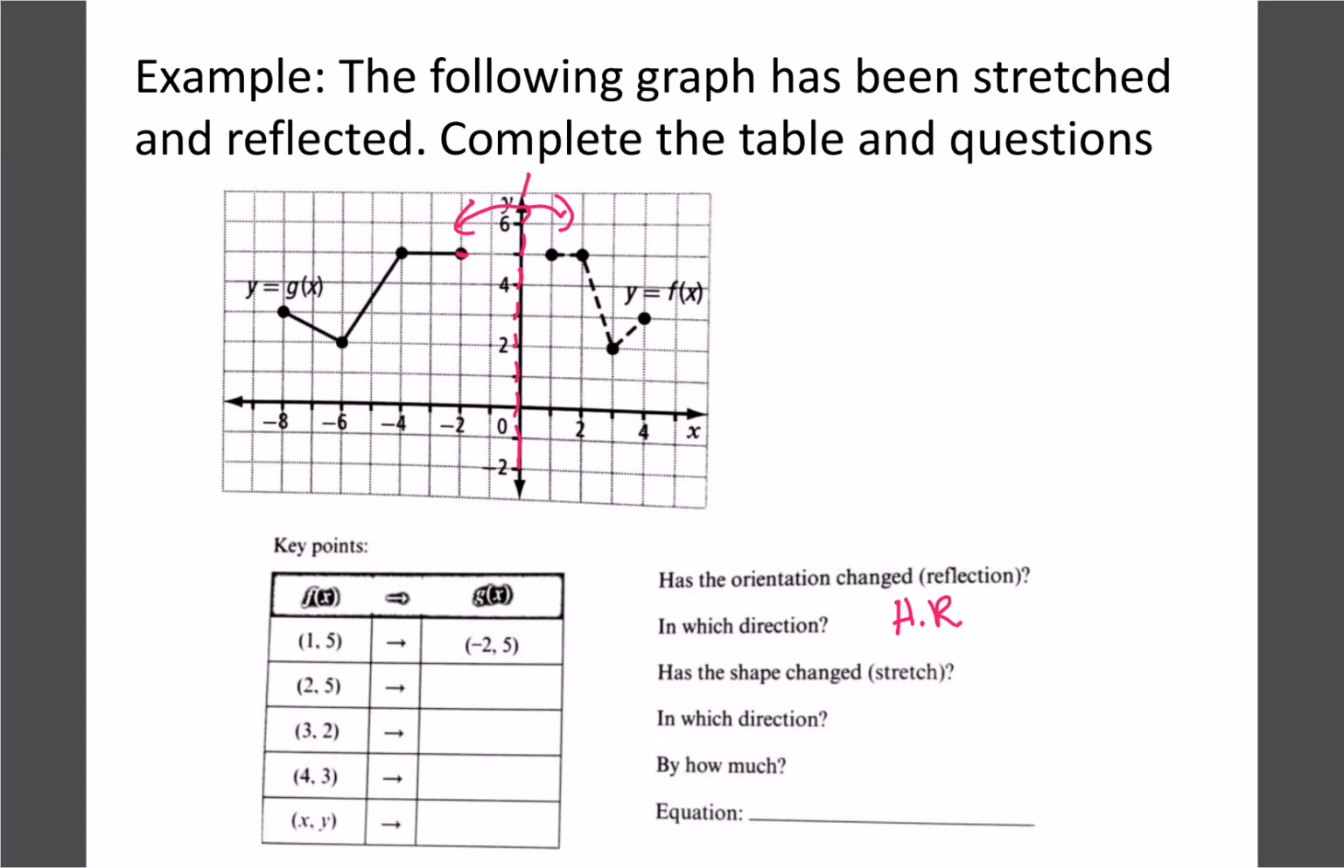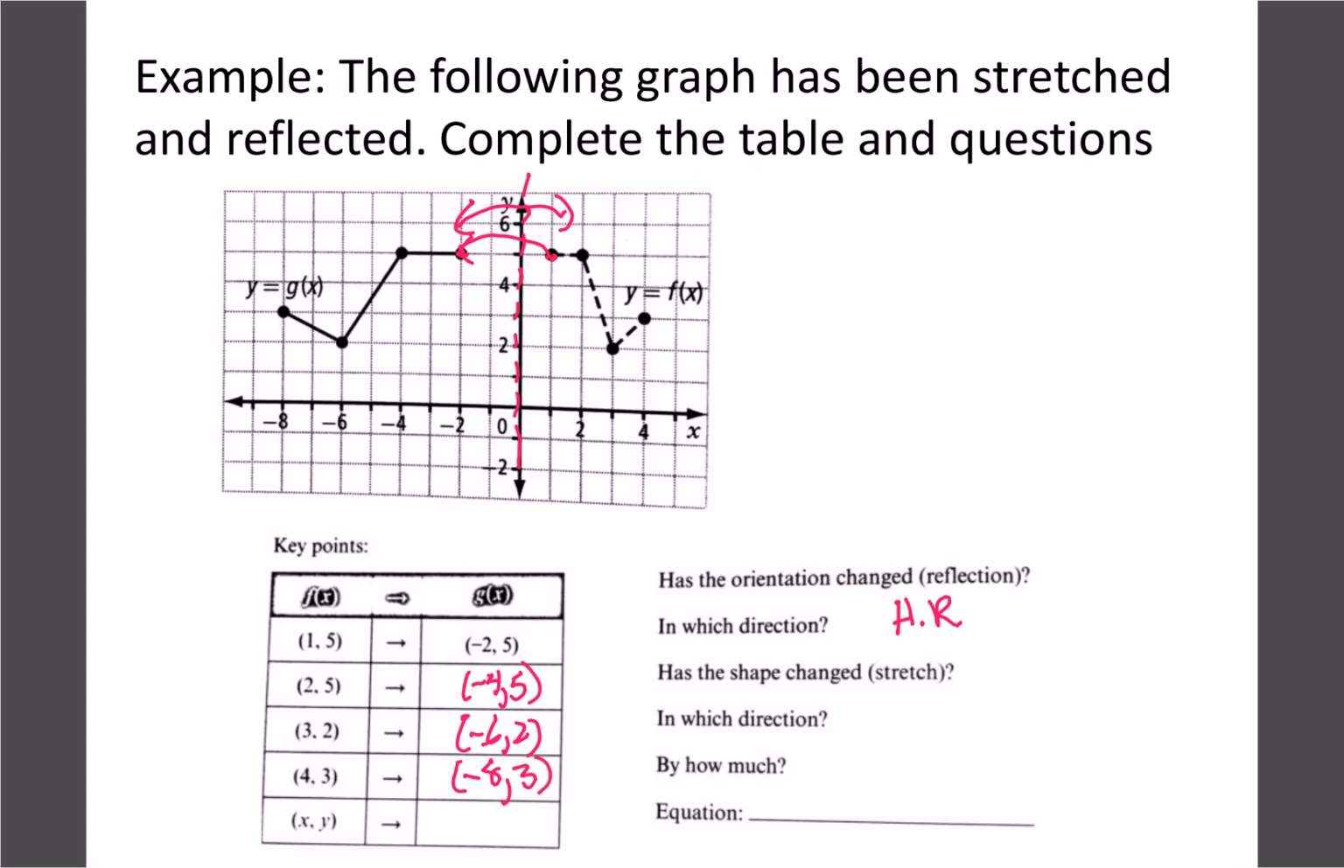Oh, sorry, we're going backwards. So this first one that was at (1, 5) is switching to (-2, 5). The next one that's at (2, 5), you can see it's switching to (-4, 5). And we can keep going. The one that's at (3, 2) is now at (-6, 2). And the last one, (4, 3), is now at (-8, 3).